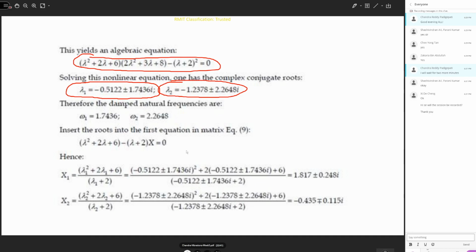Here the two natural frequencies will be associated. You can write the damped natural frequencies omega 1 and omega 2 by taking the imaginary part of the solution. Then to get the two roots of the equation, we write this in matrix format. Then x1, x2, the equations will be like this.